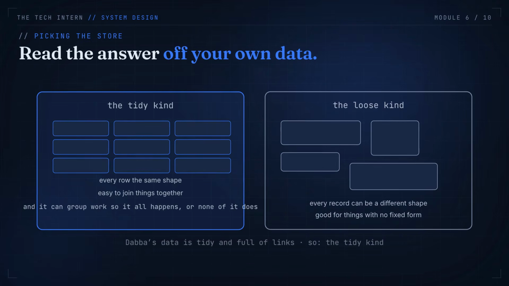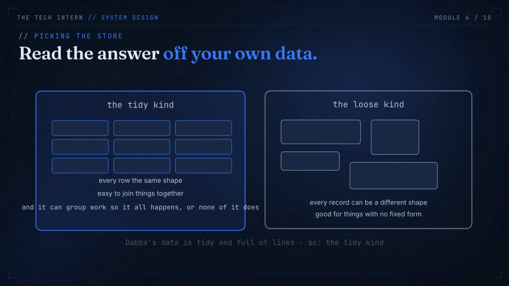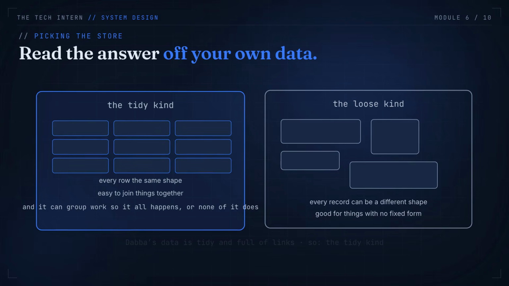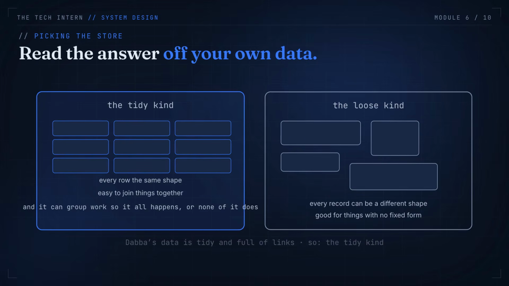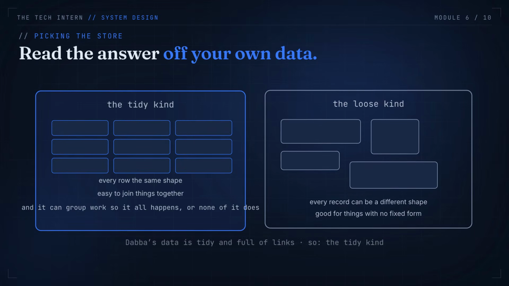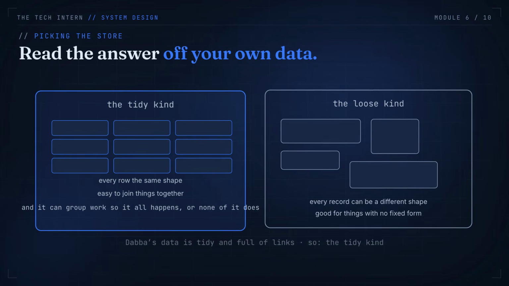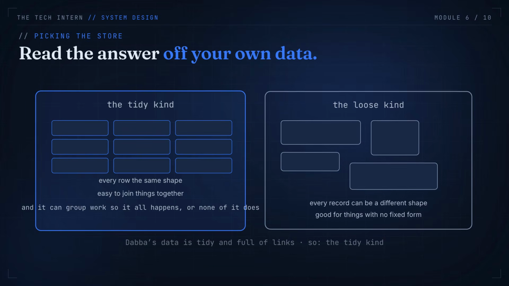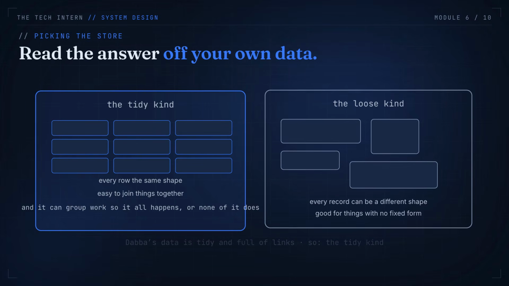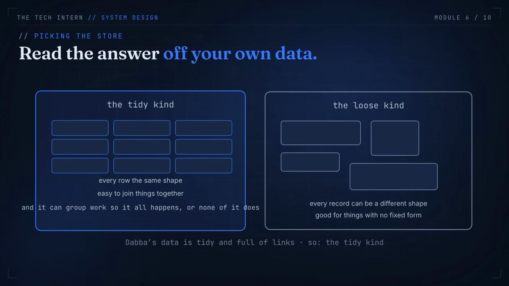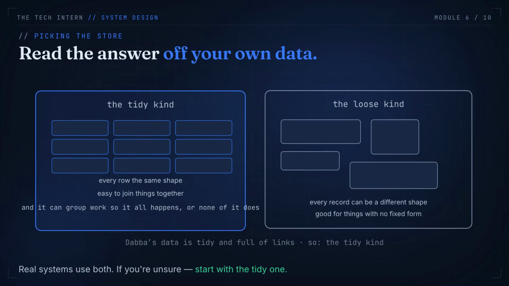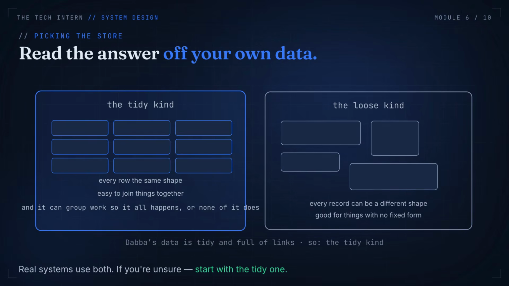We'll say Postgres. But real systems almost always use both. That messy behavior data has no fixed shape and no relationships, so it goes in a NoSQL database alongside. Both connected to the same app servers. The code just knows which one to ask depending on what it needs. It's an if statement, nothing mystical. And if you're ever genuinely unsure, start with SQL. It will carry you much further than people expect.